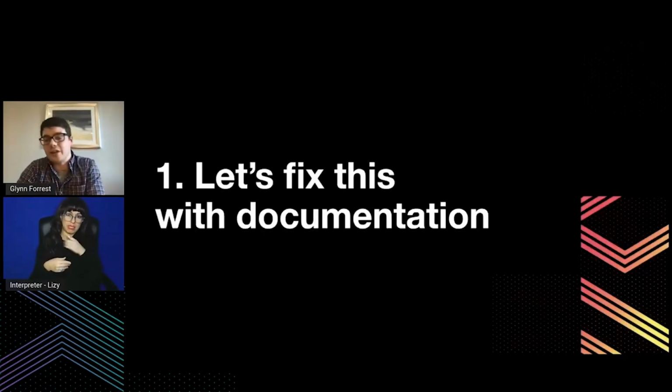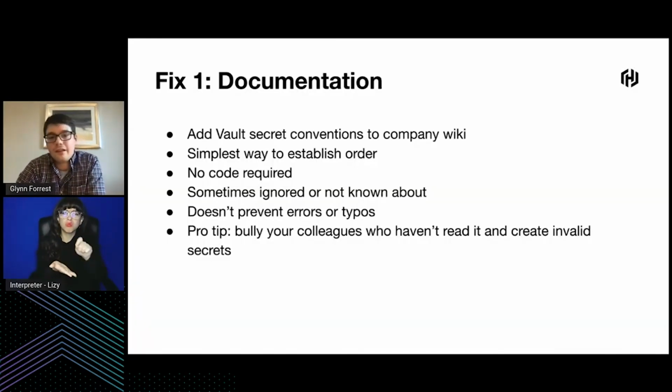So fix number one, the easiest way to fix a problem like this is to just document it. Let's just add some conventions to our company's wiki or a documentation page that says, this is how Vault secrets are managed. This is where S3 credentials will go. This is the structure they will have. It's the simplest way to establish some order between departments.